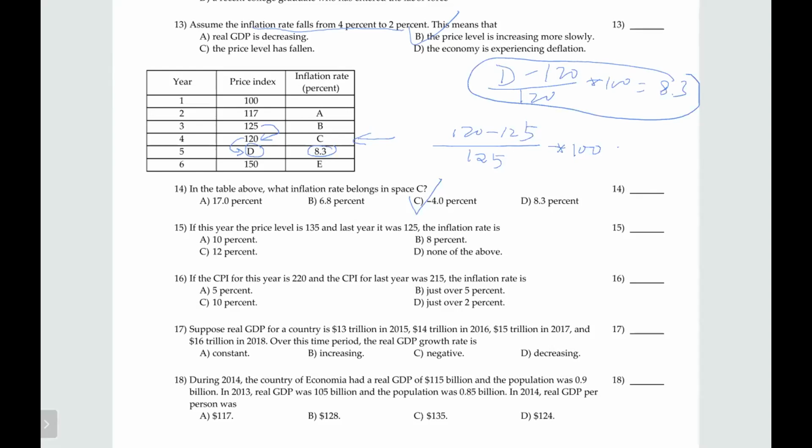Now let's look at 15. If this year's price level is 135, and last year it was 125, the inflation rate is, again, we use similarly, like we did in previous questions, 135 minus 125 times 100. Okay, so the answer is B, 80%.